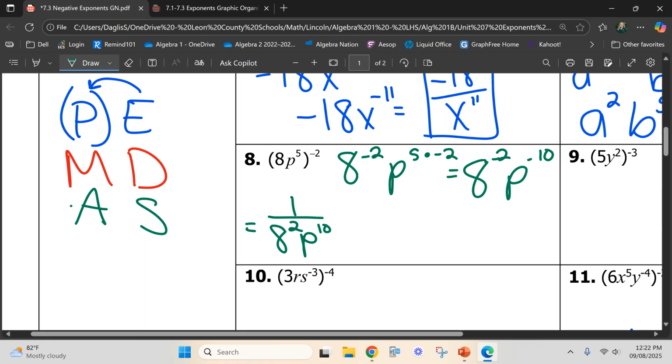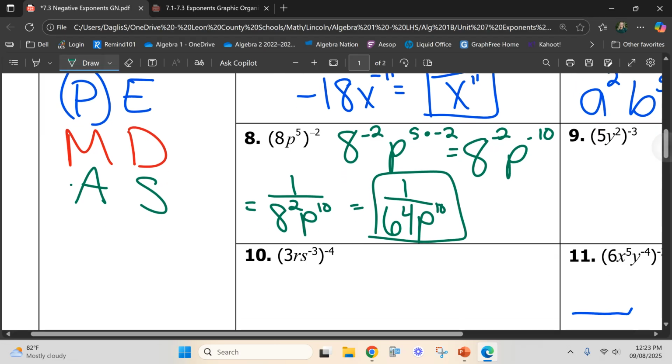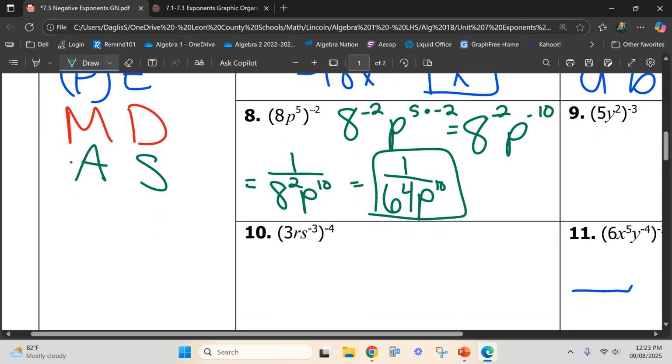I think you put the 8 on top earlier. Nope, 8's where it should be. What can I do to it, Devontae? Multiply. And what do you get? 64. Good. 8 squared, 8 to the power of 2, is 64. Wait, how did you get 10? 5 times negative 2. I did it to the power. Okay.